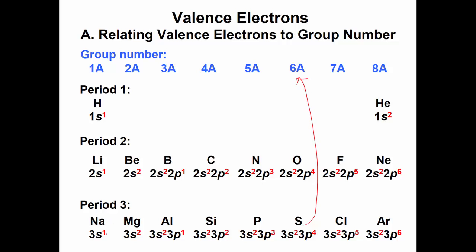Sodium has 1 s electron in the third energy level. It's in group 1. So when you write out these configurations, look at the ending and be sure you don't leave off any of your s orbitals, and add up your valence electrons, and it should match your group number.